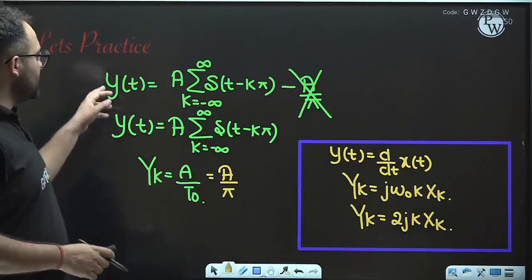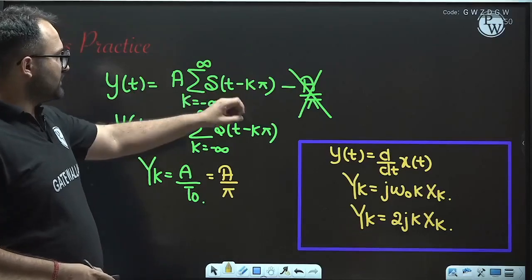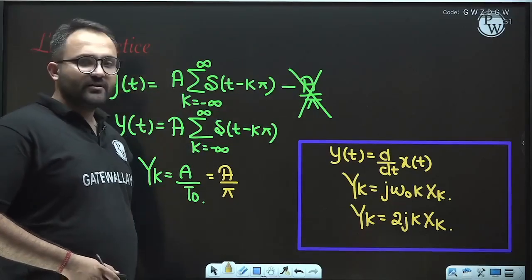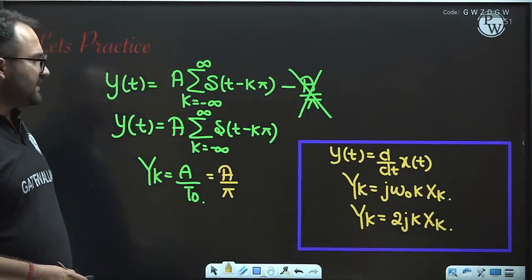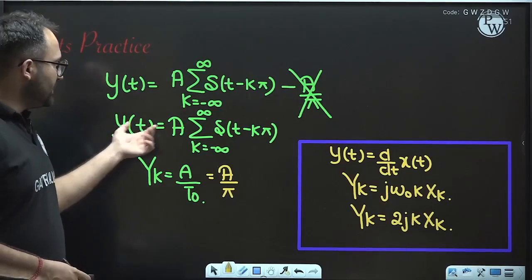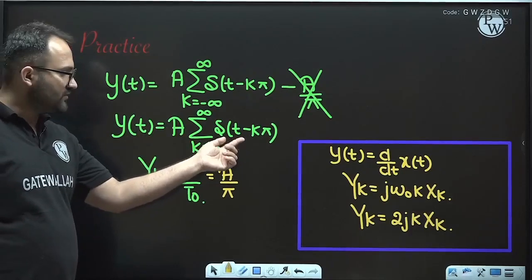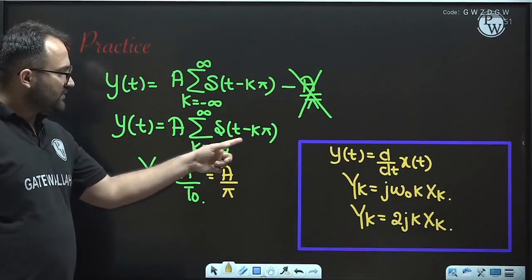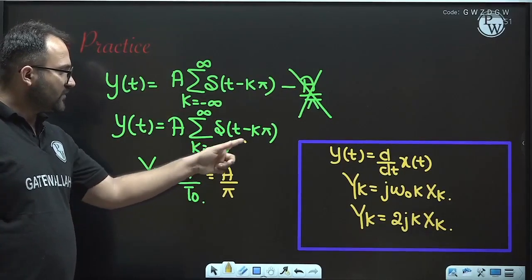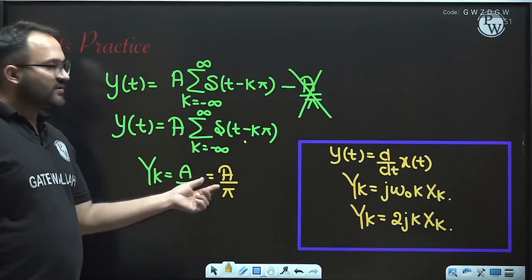Here we can see that yt is equal to this signal. We can neglect the DC part here because DC is neglected everywhere. So yt is equal to this impulse train, and we know that the impulse train has a Fourier series coefficient of 1 upon time period. The time period is pi, so this is 1 upon pi. So the Fourier series coefficient will be a upon pi.